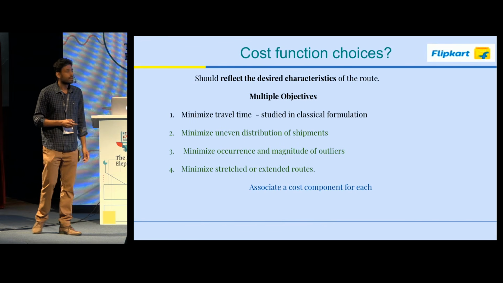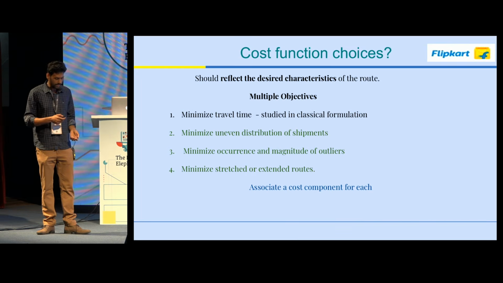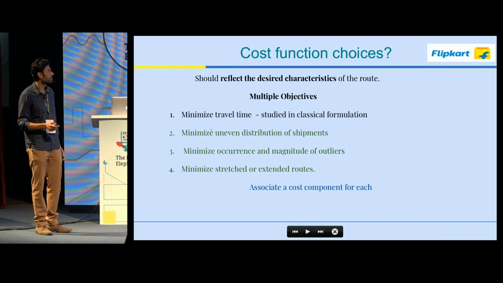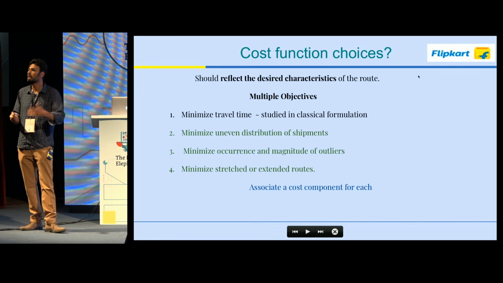Great. So now I said cost function. I already hinted that it's not enough that we have the travel time. The classic thing is the travel time. But in our situation, we need more. We have to come up with new ways to define new penalties.